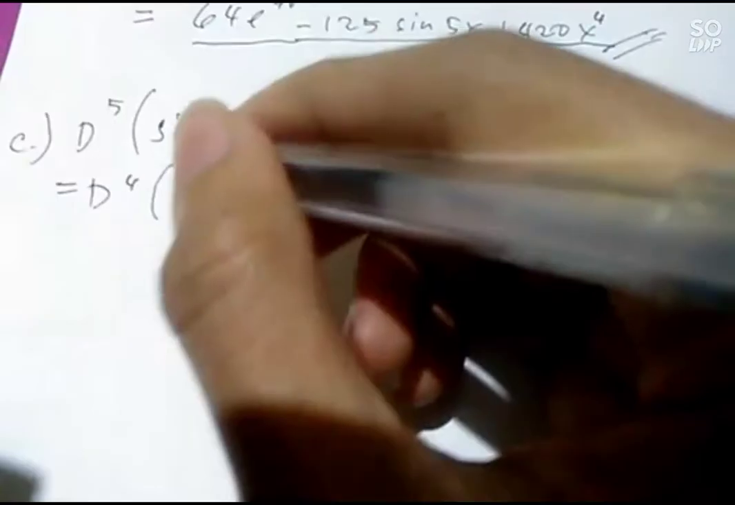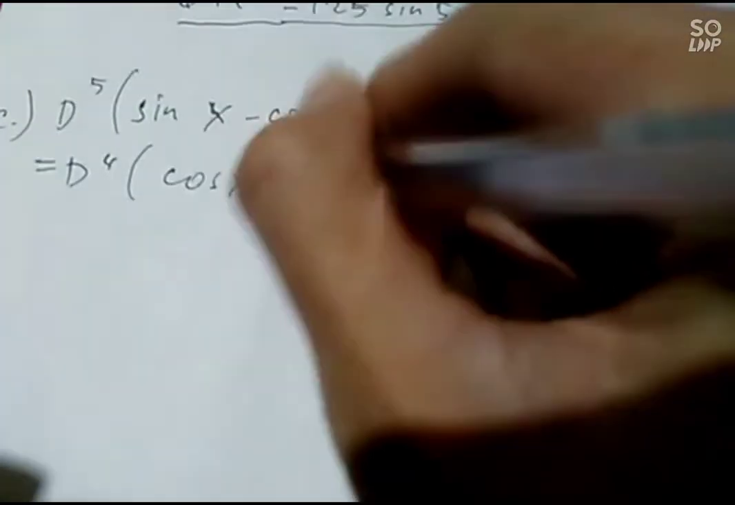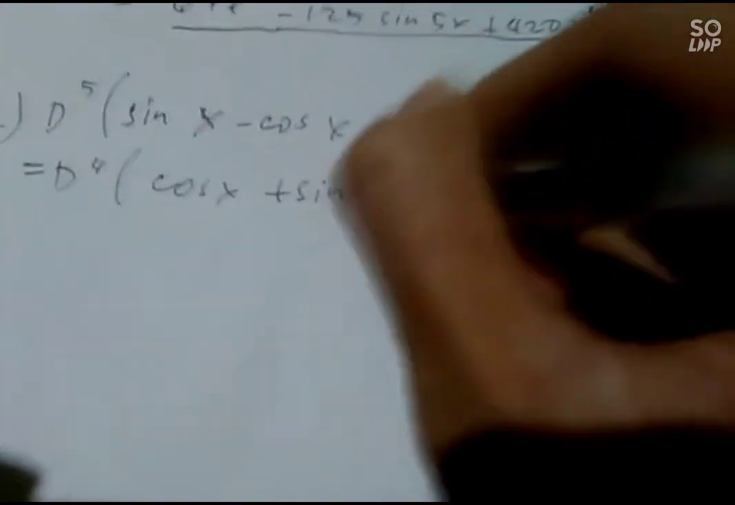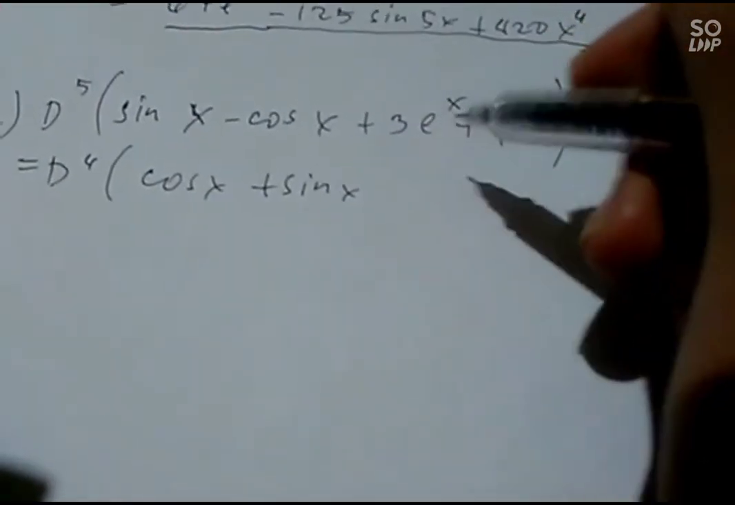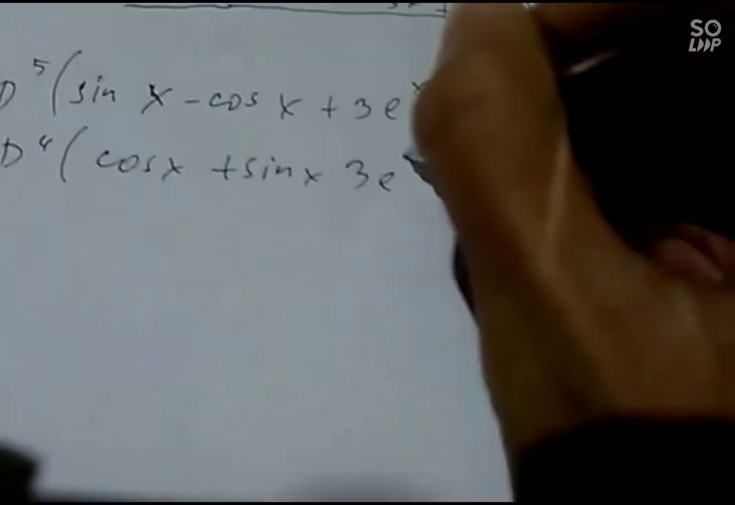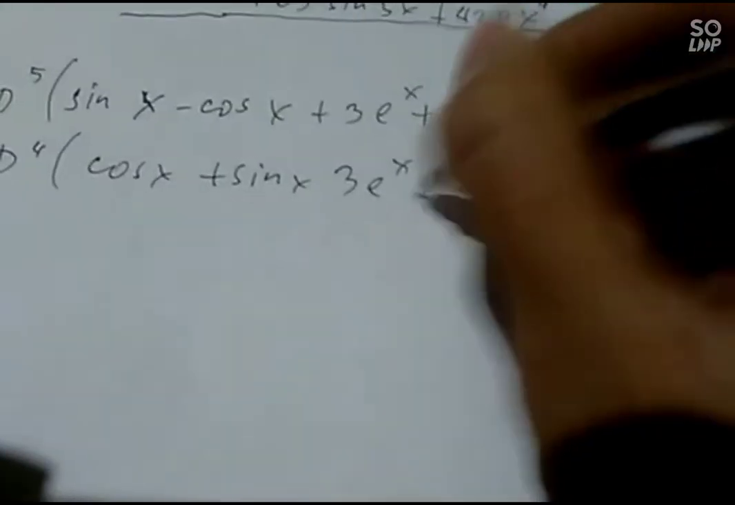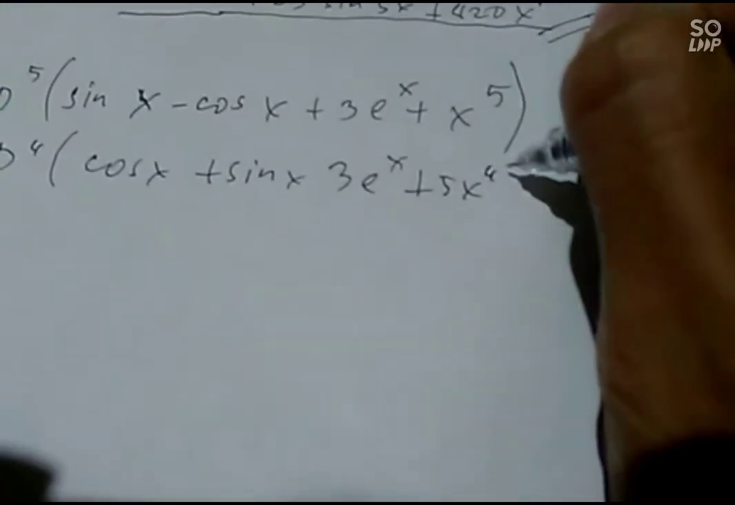So for the first derivative, the derivative of sine of x equals cosine x, and the negative cosine x equals positive sine of x. And for the 3e raised to x, it equals 3e raised to x. Then for the x raised to 5, its derivative is positive 5x raised to 4.